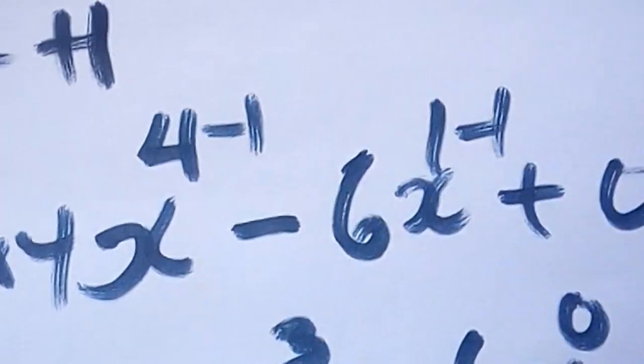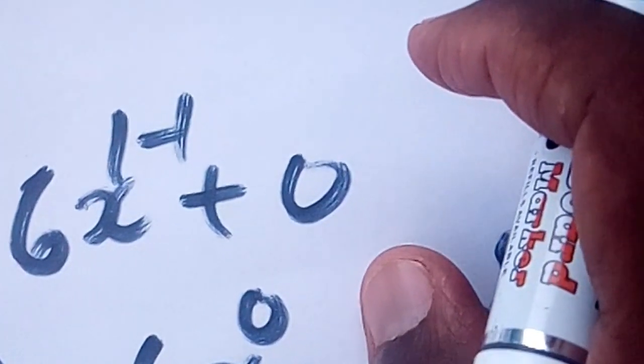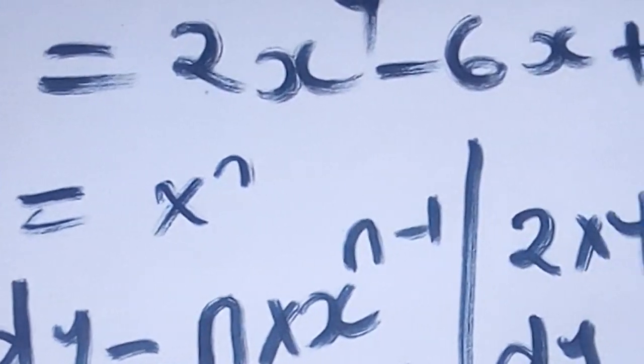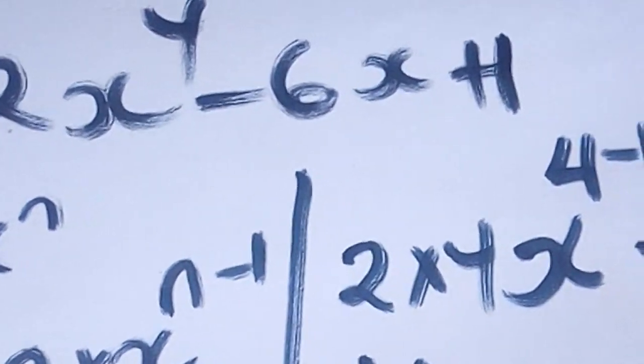Of discussion today is calculus, and particularly we are going to deal with differentiation. We are given a function here, f of x is equal to 2x plus 2x power 4 minus 6x plus 1.